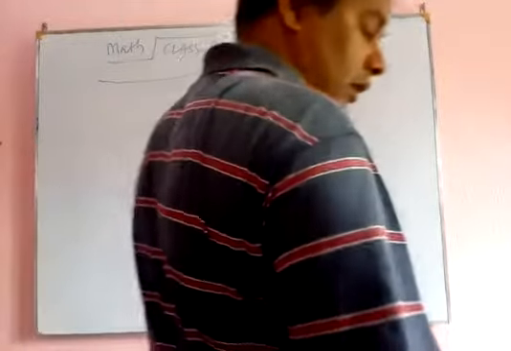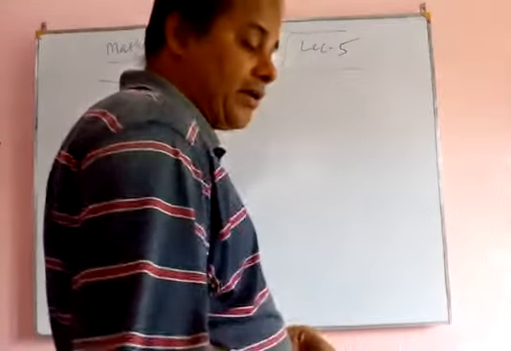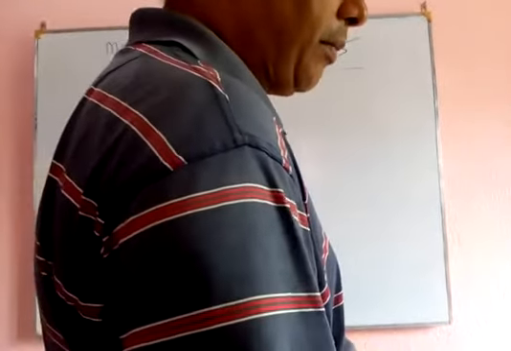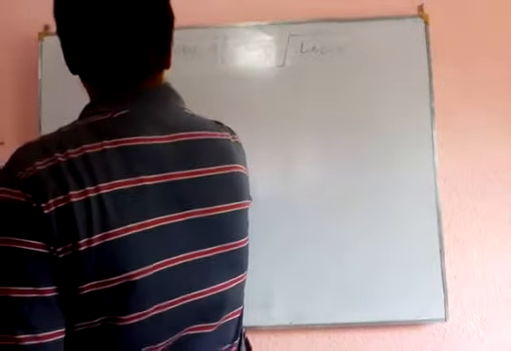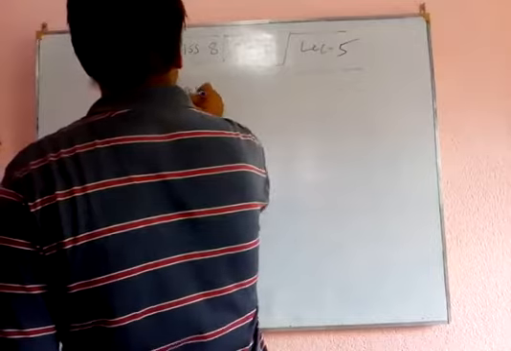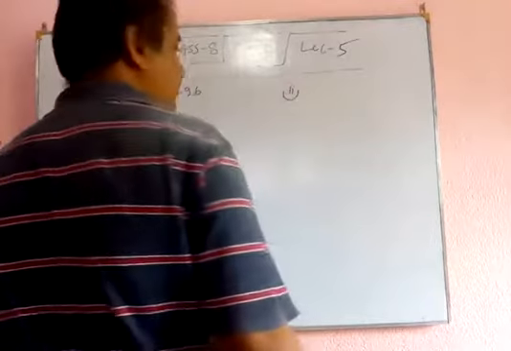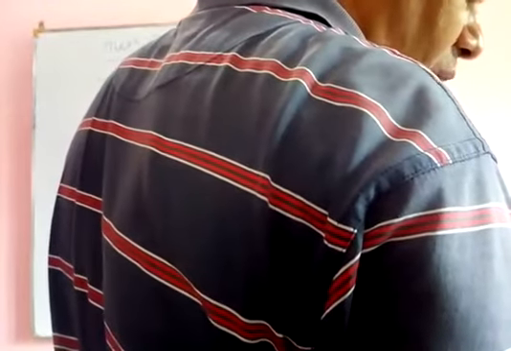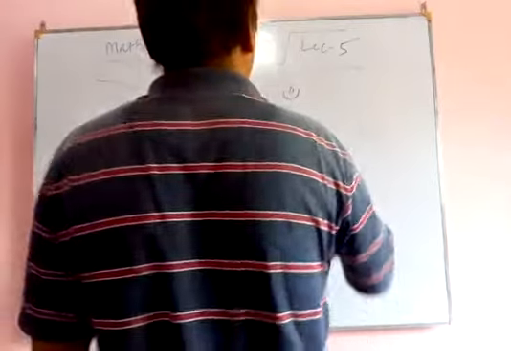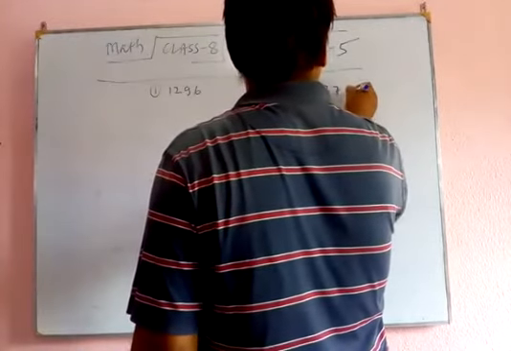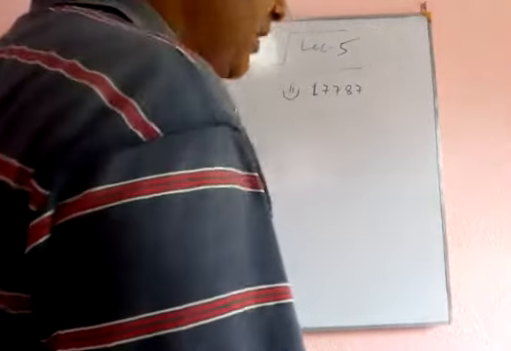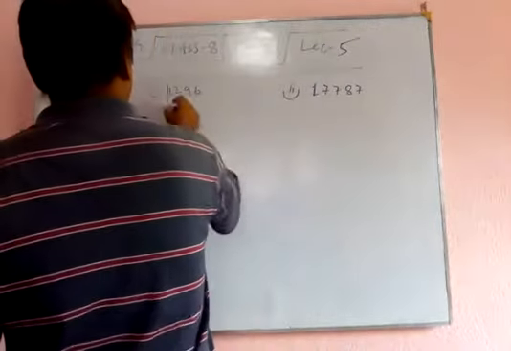Example number 4. Using the prime factorization method, examine which of the following numbers are perfect squares and which are not. First one is 1296, and second one is 17787. So we will solve one by one.